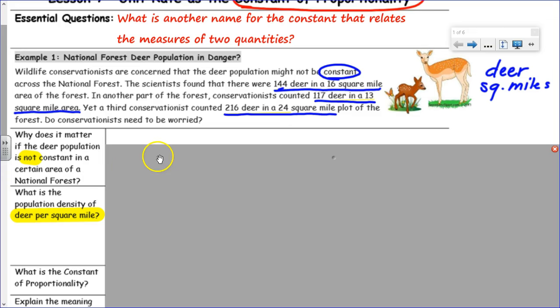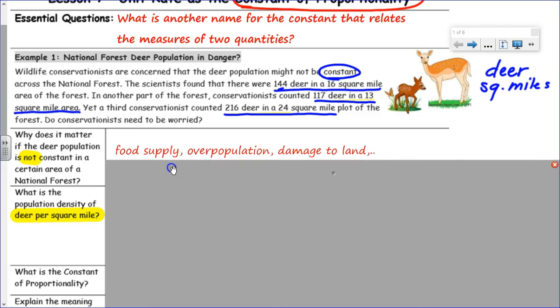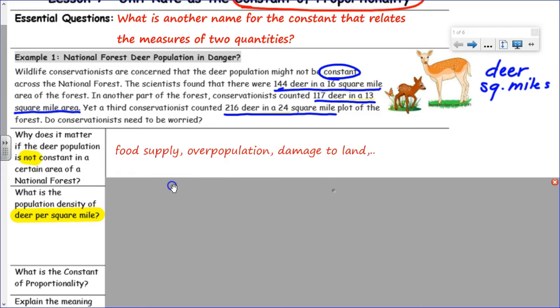Think about that for a second. Pause it if you have to. I think it has something to do with either food supply or overpopulation. Maybe there's damage to the land. It could be that the deer are higher in one area, lower in another, so maybe there's something wrong with an area if there's not as many deer. So let's go ahead and compare all these numbers and see if there is a constant.